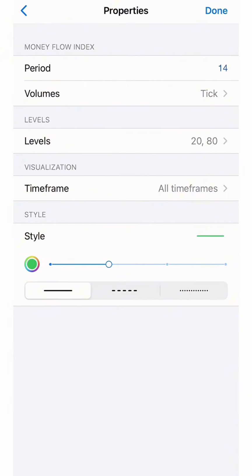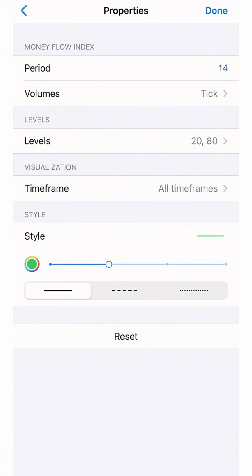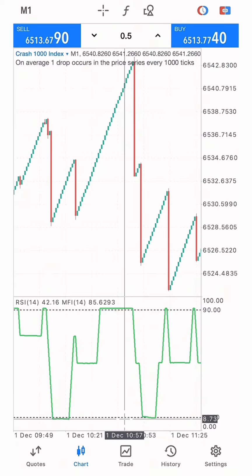Then the style right here is going to be on 2 pixel, which is this one right here, the straight line. Then I want to choose the color right here. We're going to put it on green, but you can use any color of your choice. Then after that, you click on this X button right here. Then you click on done at the top right corner of your screen. Then that should be it.